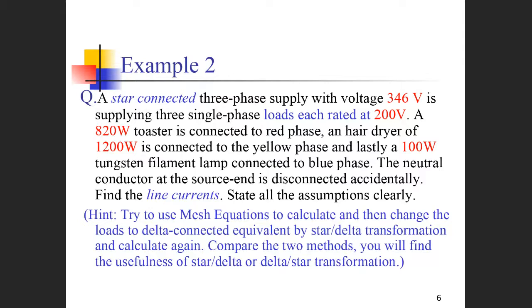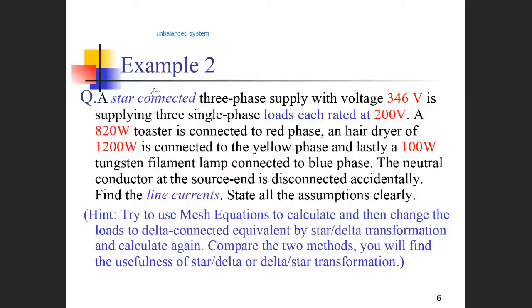Now example 2. Here the system will be unbalanced. Unbalanced 3-phase systems have the same source, okay, same source, but the 3 loadings are different. These examples are very typical to see how to analyze unbalanced 3-phase systems.